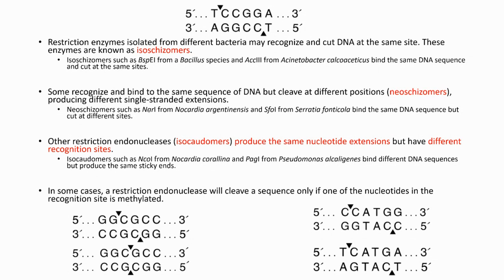But NarI will cut between G and C here, and then separate these 2. So this is the cutting pattern, and then they separate. So you will have a 5' overhang for NarI. And then SfoI cuts in the middle here, between C and G, and therefore they dissociate into 2 DNA molecules. This is a blunt end. So this is a blunt end.